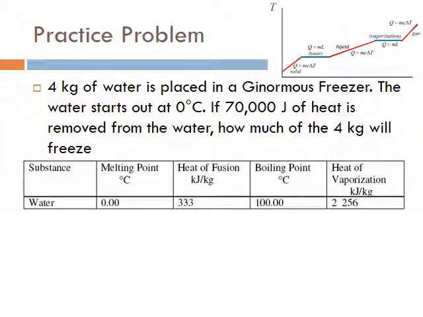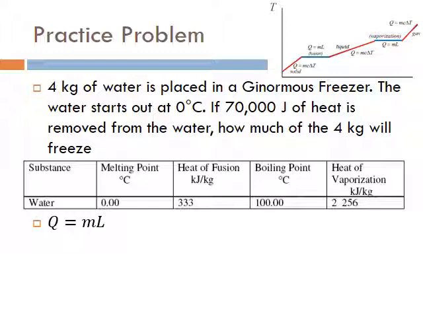All right, so let's take a look at this problem here. We've got 4 kilograms of water, and it's placed in a ginormous freezer. The water starts off at 0 degrees Celsius, so it's ready to be frozen. And if we remove 70,000 joules or 70 kilojoules of heat from the water, how much of this 4 kilogram water will we actually freeze? So you can try this problem yourself. It's just Q is equal to mL, plug and chug. You can pause it if you want and give it a try.